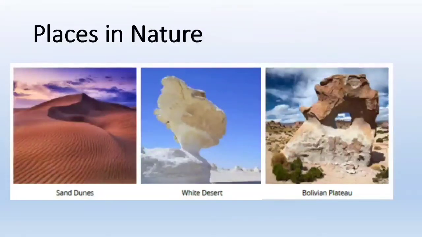In the picture of the white desert, it looks like this small mountain had some rocks broken and removed from its middle, and now it looks like a tree. Finally, with the Bolivian plateau, which was also a small mountain, but now it has a hole in the middle. I wonder what happened. Now look at these pictures.